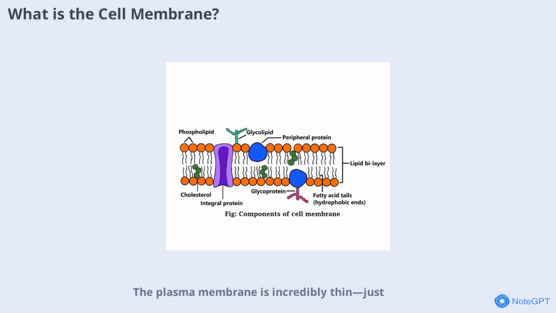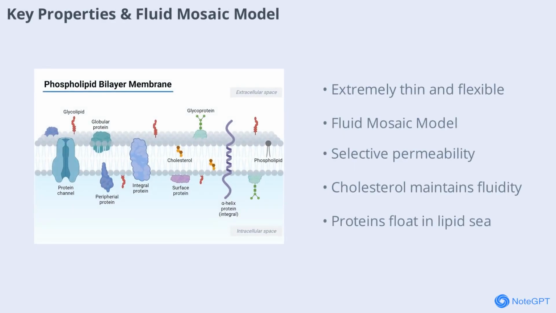This compartmentalization allows different processes to happen at the same time without interference. The plasma membrane is incredibly thin, just about 5 nanometers, but it's packed with lipids, proteins, carbohydrates, and cholesterol. Its most important job: selectively letting substances in and out, maintaining the cell's internal balance and protecting it from harm. Now, what makes the plasma membrane so special? First, it's extremely thin yet highly efficient at controlling what enters and leaves the cell.